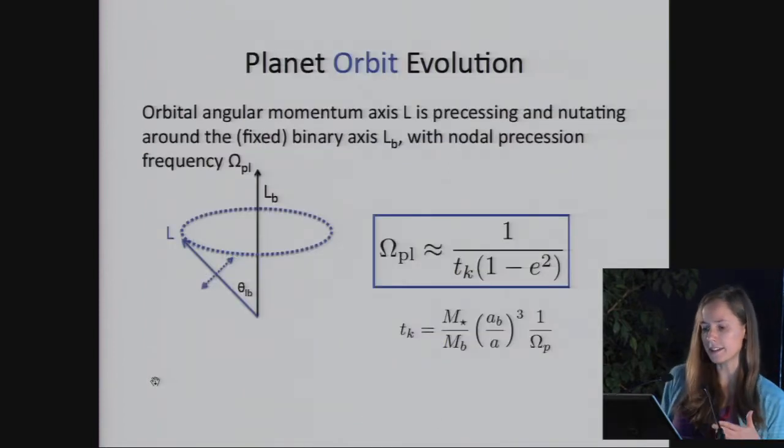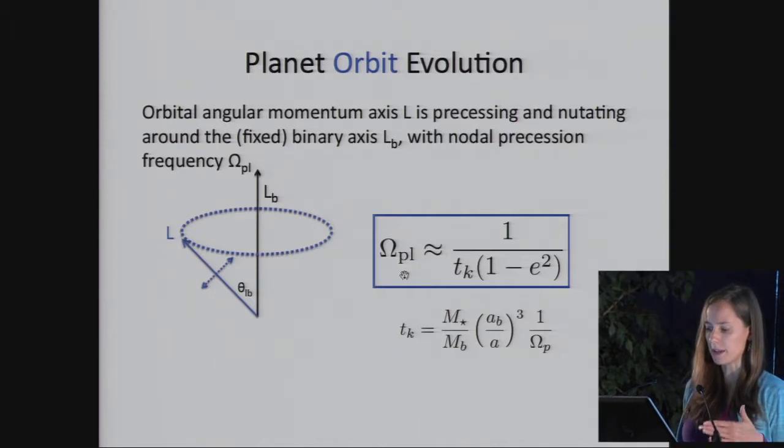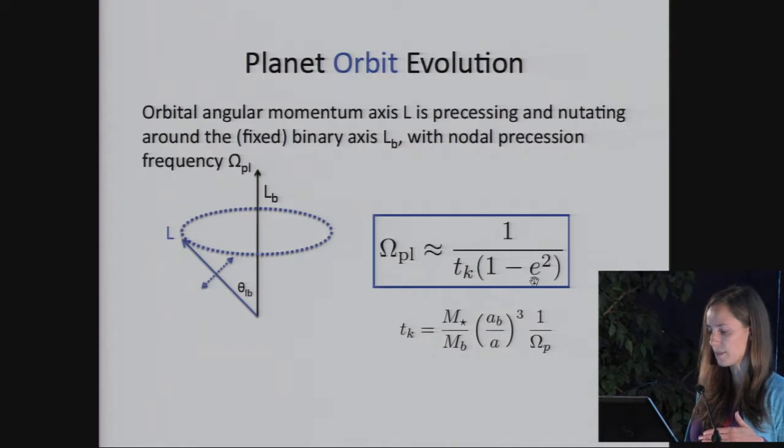In the meanwhile, as I said, the planet is doing its Kozai oscillations. So the orbital angular momentum axis L is precessing and also nutating around the binary axis LB, shown here in black, which we are taking to be fixed. This vector L precesses at this frequency that we call omega PL, which is approximately 1 over this characteristic Kozai time scale that I introduced earlier with this extra eccentricity dependence.